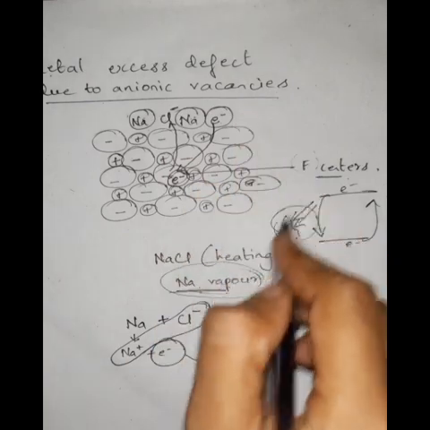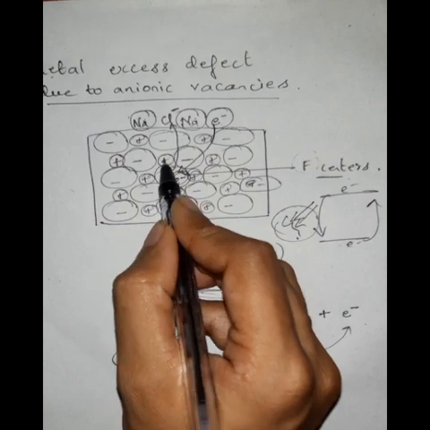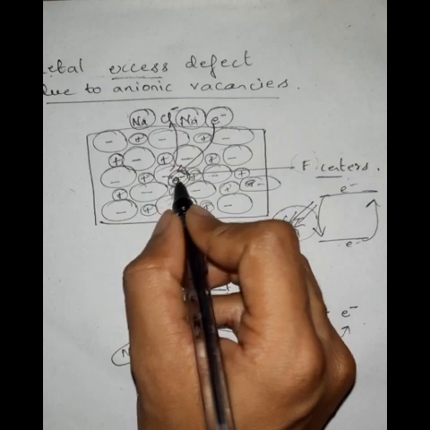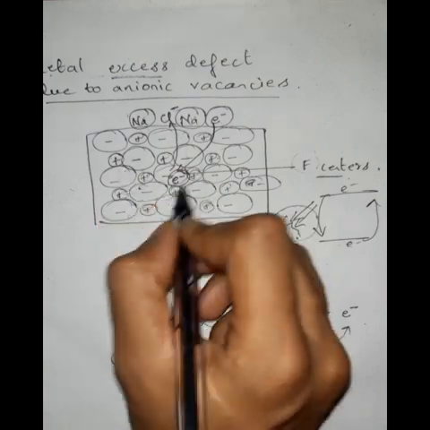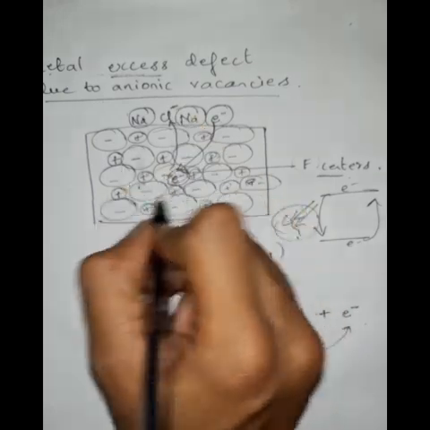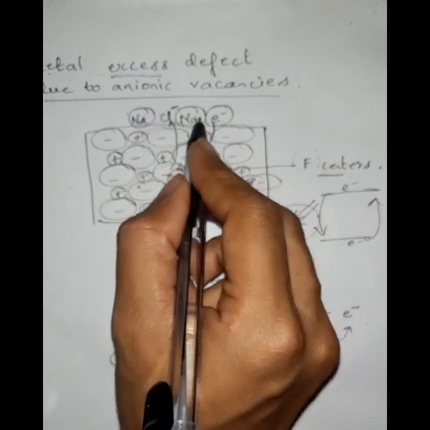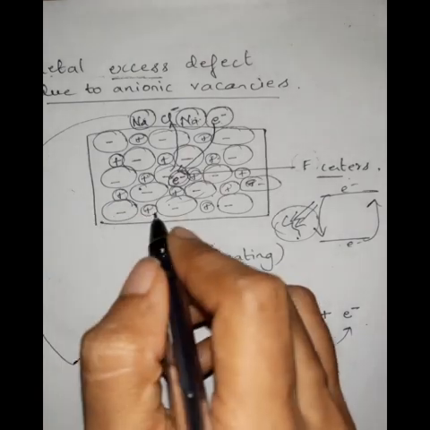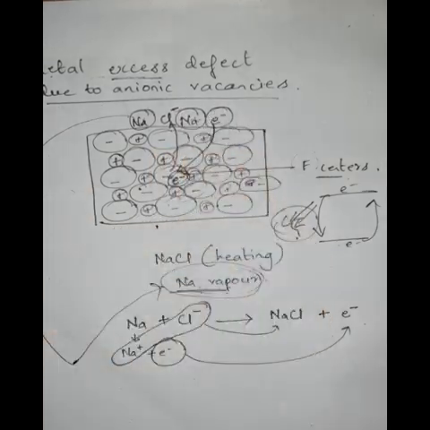Now in this particular crystal, Na plus is in excess. So this is a metal excess defect due to anionic vacancies. When you count the number of Na plus and Cl minus here, you will see there is a shortage in the number of Cl minus ions because they have moved to the surface. But the number of Na plus in the crystal will be the same. These Na atoms come from sodium vapors. That is why this type of defect is known as metal excess defect due to anionic vacancies.